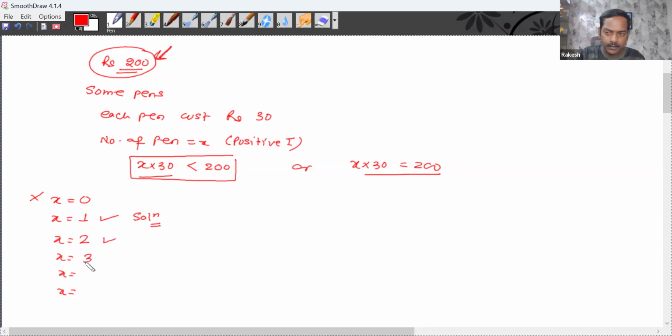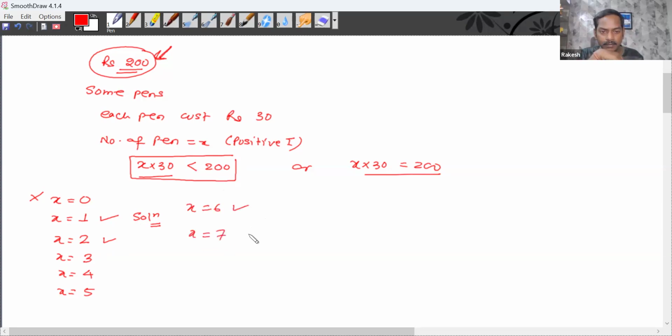Can I buy 3 pens? Yes. The total amount spent would be 90. Can I buy 4 pens? Yes. The total amount would be 30 into 4, which is 120. Can I buy 5 pens? 5 into 30 is how much? 150 is allowed. Can I buy 6 pens? Yes, it is also allowed. The total amount would be 180.